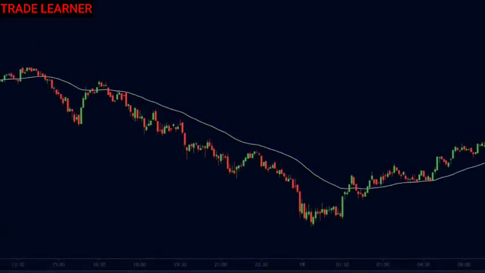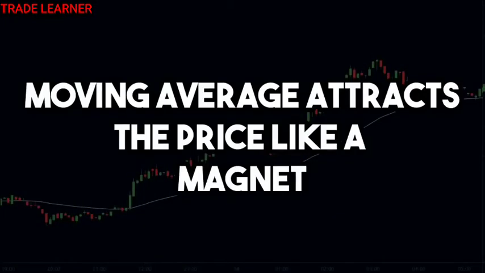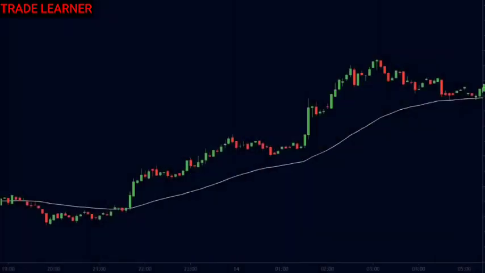Here we can see that the market was clearly in a strong downtrend. But whenever the price moved far away from the moving average, a strong upmove will follow soon. Hence, the price does not stay away from the moving average for longer durations. The same thing is applicable in an uptrend. As you can see, whenever the price moves away from the moving average, the price creates a reversal and gets attracted back to the moving average. So, in other words, we can say that the moving average attracts the price like a magnet.